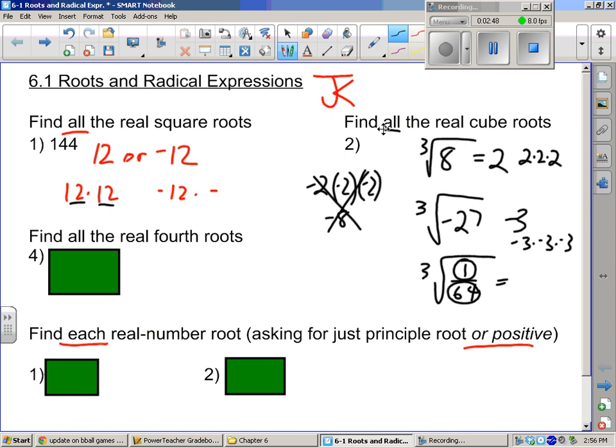A fraction, you can split the fraction up, or you can think of just doing each one individually. What's a cube root of 1? 1. Cube root of 64? 4. And it's positive, so we keep it positive.